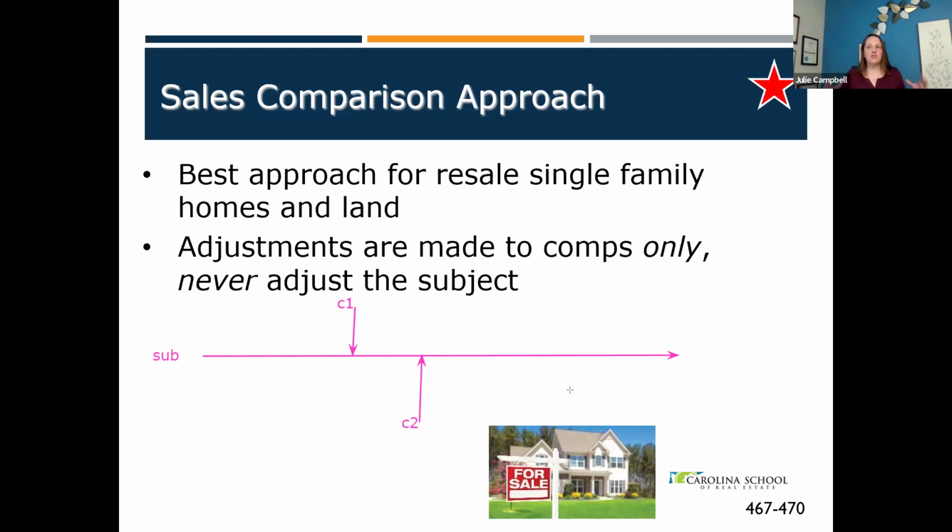Superior comps are adjusted down, inferior comps are adjusted up. And the little hand trick will help us remember. The subject has 1,200 square feet, the comp has 1,100. What do I have to do to make the comp match? I have to add the value of 100 square feet.